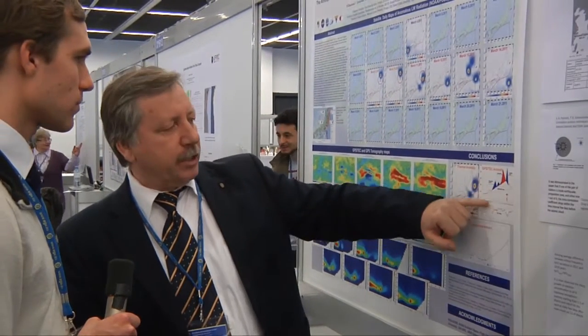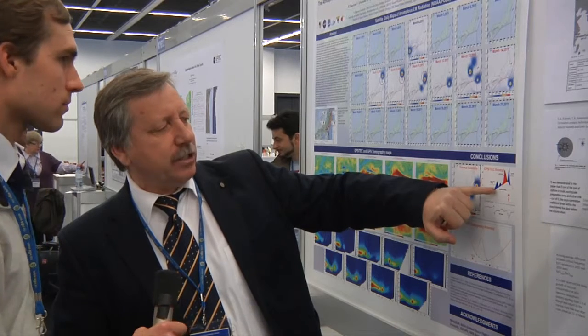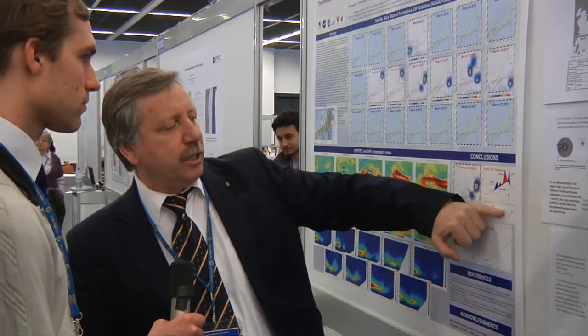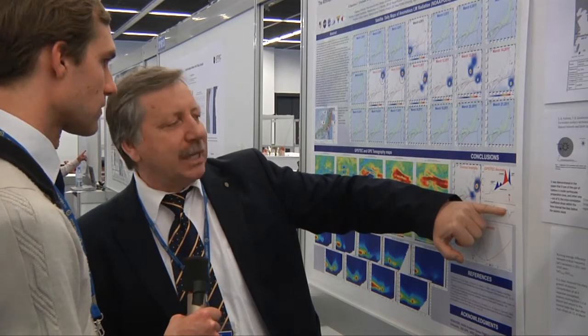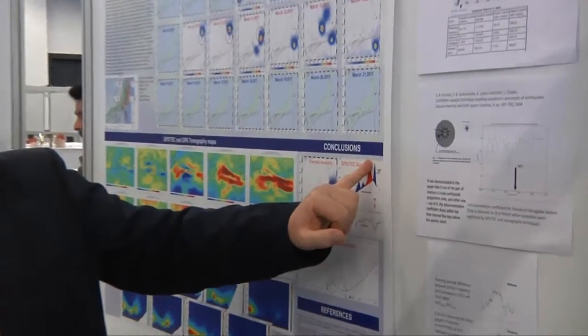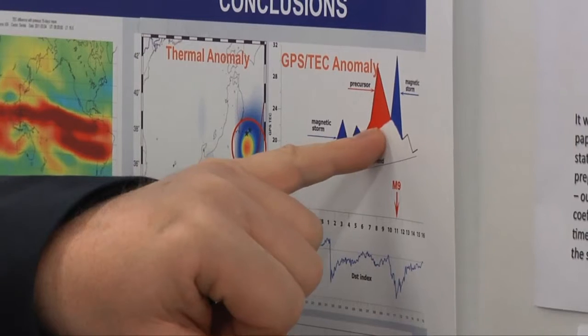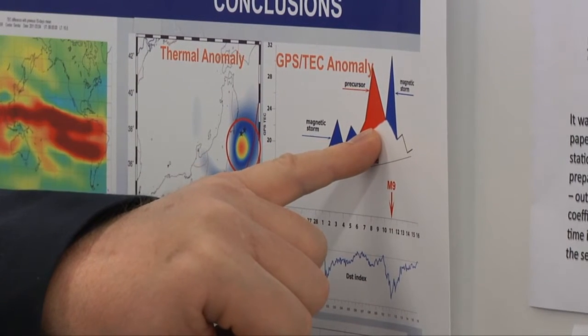So it looks like we have a common source of origin which provokes both these events, and they appear close in time. But why do we interpret this as a precursor? Because here the effect of the geomagnetic storm, which is blue, should decay, because here we have quiet conditions. But contrary to our expectation, we have a sharp growth of electron concentration on the 8th of March. It is 3 days before the earthquake.